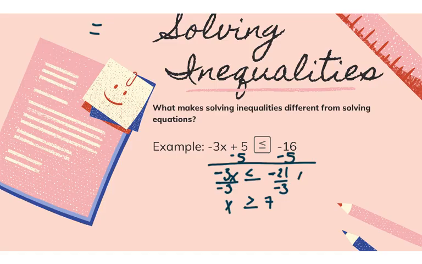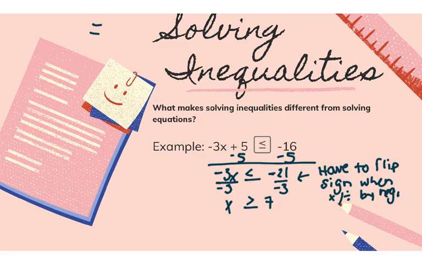Now remember, you have to flip the sign of an inequality when you multiply or divide by a negative number. Don't forget to do that, or you will not get the correct solution, okay? Because that sign tells us what our solutions are going to be, if they're going to be greater than or equal to or less than or equal to.